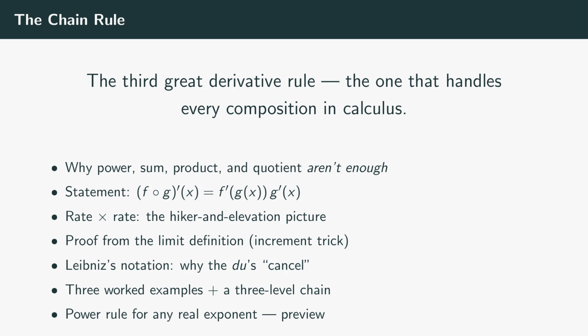The chain rule does. It is the third and biggest derivative rule, and it accounts for more of real-world calculus than the other 5 put together, because real functions in physics, engineering, statistics, and machine learning are almost always nested.